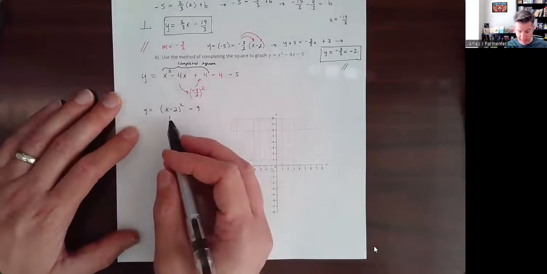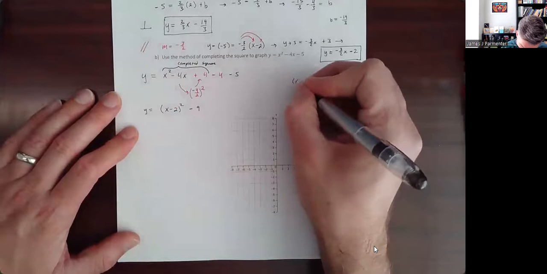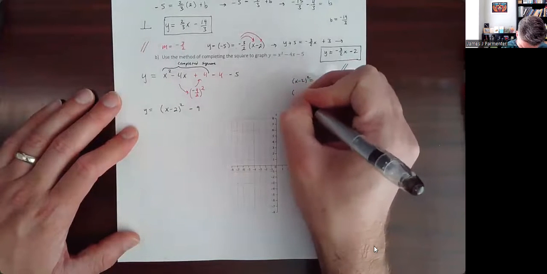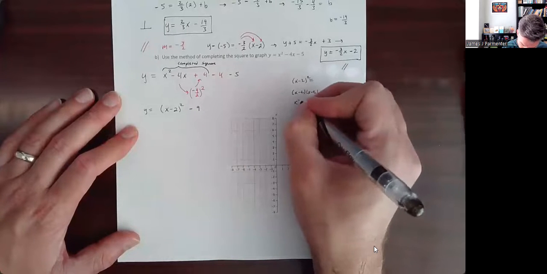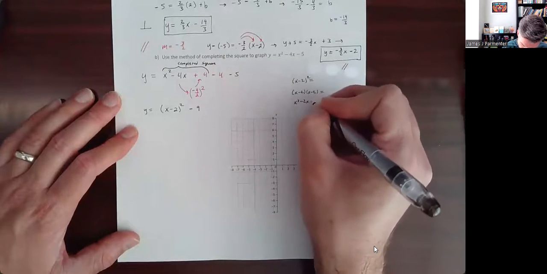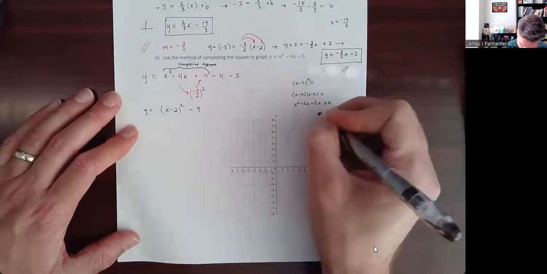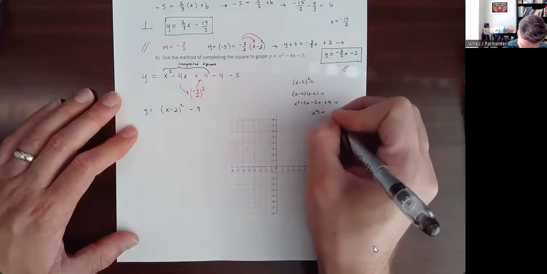(x minus 2) squared, let's double check. (x minus 2) squared is x minus 2 times x minus 2. And if you FOIL that out, you get x squared minus 2x minus 2x plus 4, which is x squared minus 4x plus 4.